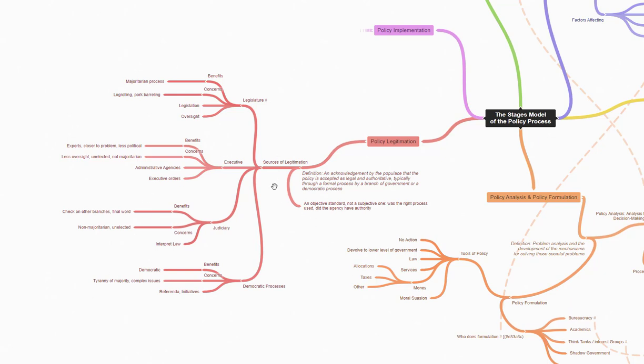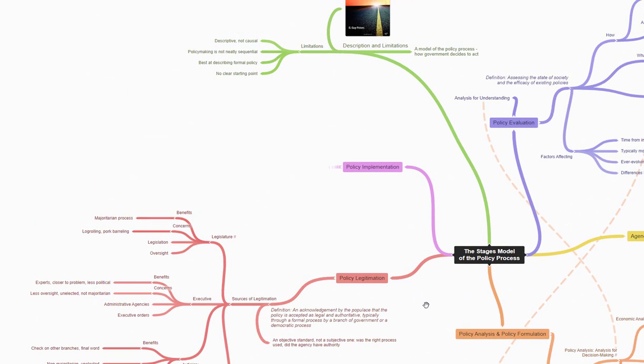So we've come up with this policy and we run it through one of these processes, or maybe multiple processes. There could be a law that gets tested in the court, or there could be a law that creates an executive agency that comes up with a rule that gets tested in a court. So we've got this legitimation process to make sure that government is functioning as it should.